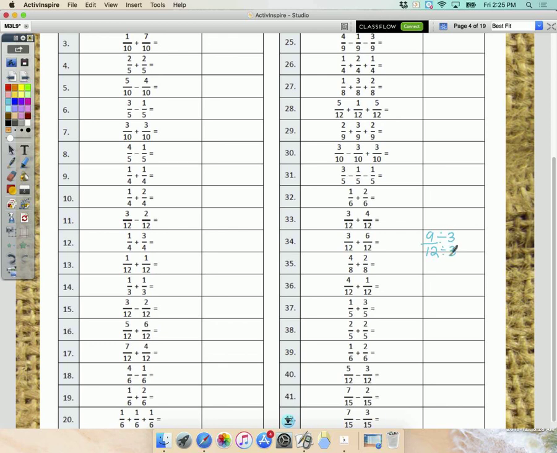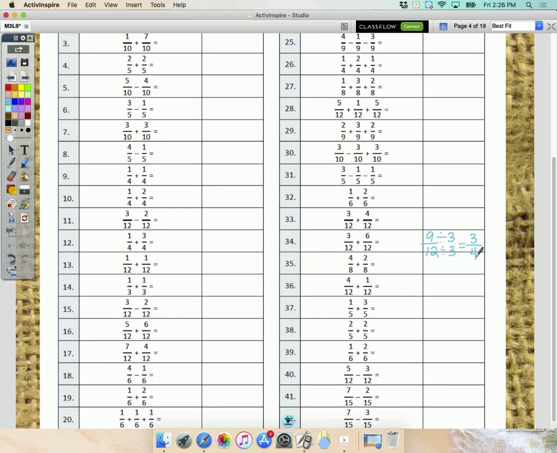Remember your questions. Is it half? Is 9 half of 12? Can you divide by 2? Can you divide by 3? Can you divide by the numerator? Most of the time, one of those will work. 9 divided by 3 is 3. 12 divided by 3 is 4. So I'm guessing from 34 to the end of it, maybe check to see if they need to be simplified.